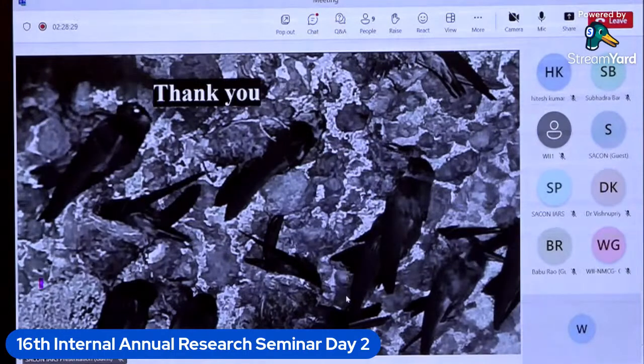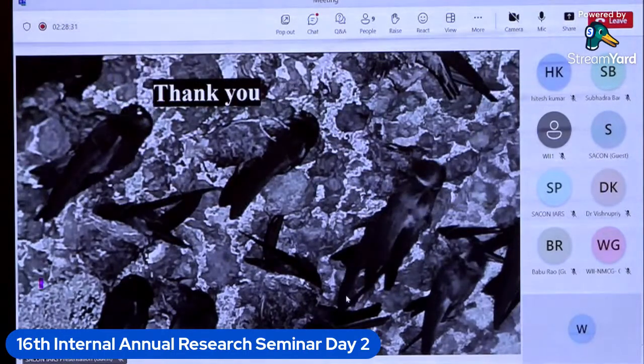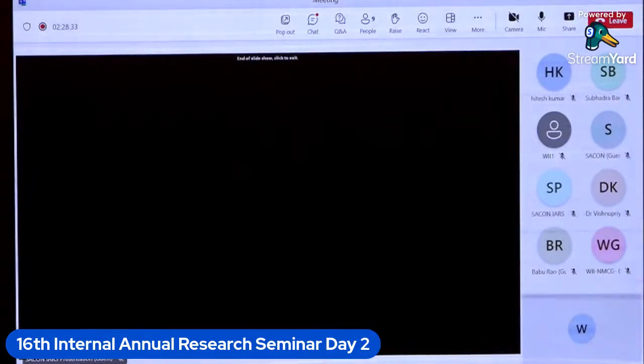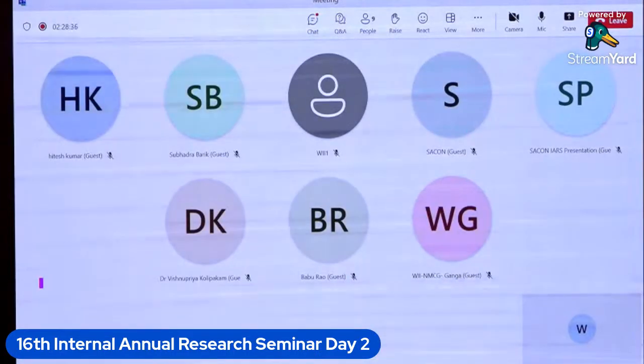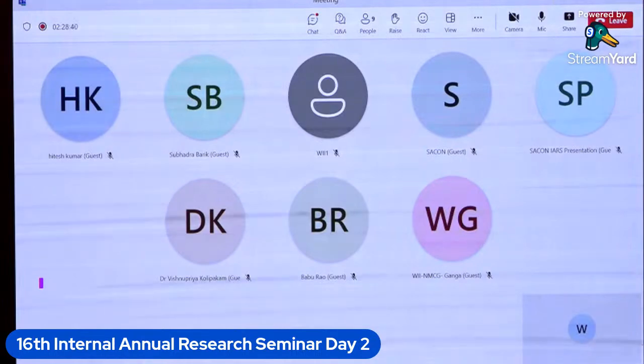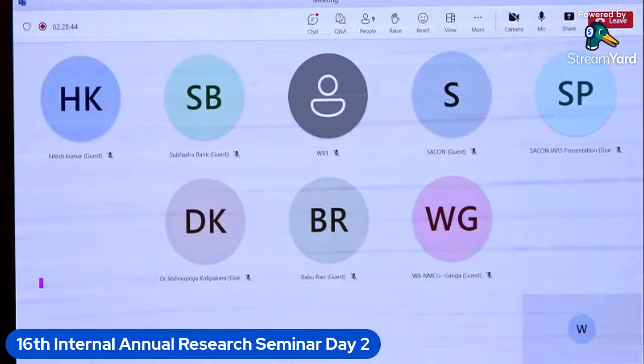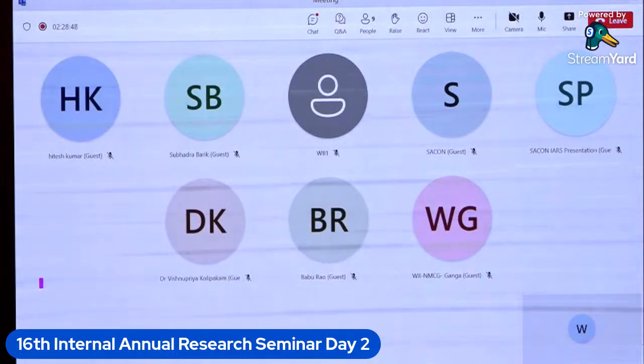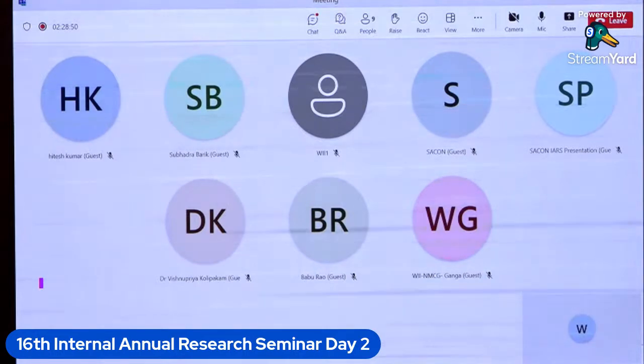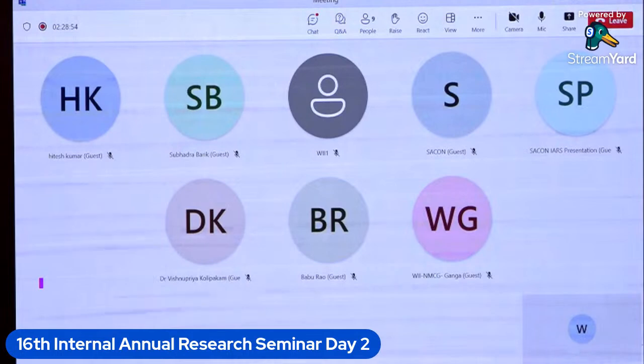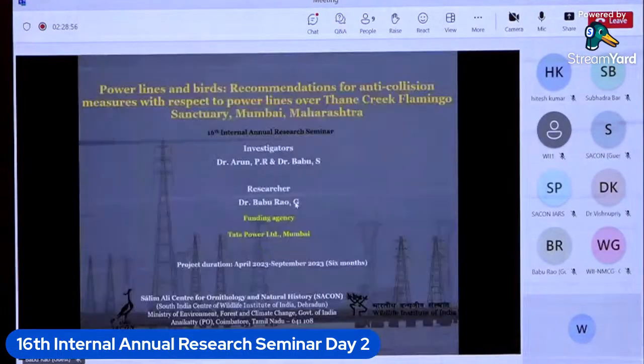Thank you, Dhanusha. Now, the next presenter is Dr. Babu Rao. The topic of his presentation is power lines and birds, recommendations for anti-collision measures with respect to Thane Creek Flamingo Sanctuary, Mumbai, Maharashtra. Dr. Baburao hails from Hyderabad, Telangana, with an MSc in Wildlife Biology and PhD in Ornithology. He is currently working with the EIA division of SACON as Senior Research Fellow in the project on bird diagnostics.